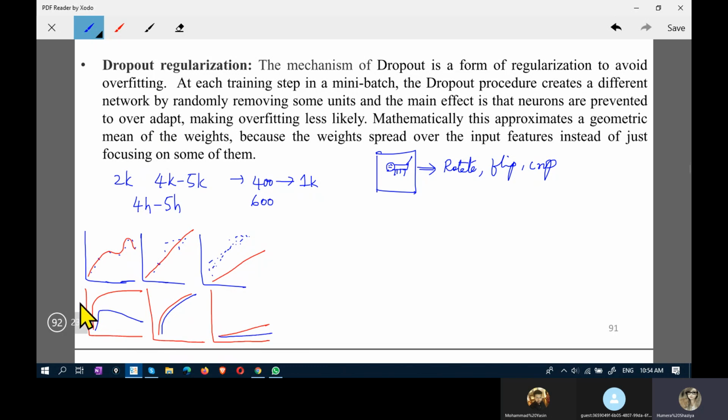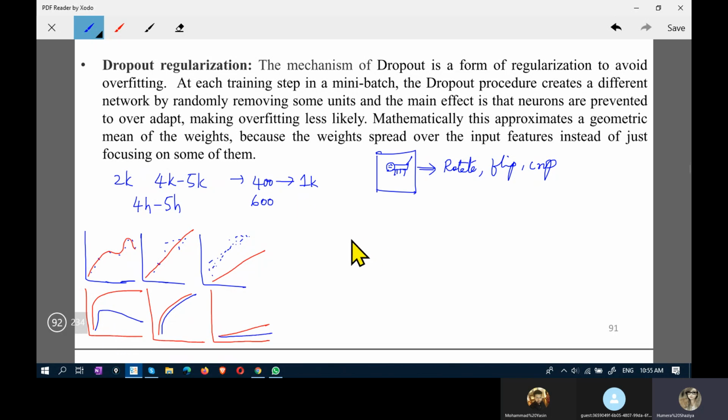If you plot accuracy on the y axis, and here you have x as the number of epochs, then as you keep training the model and increase the epoch, the accuracy will improve. Okay, so the dropout regularization, whenever this situation arises, this is known as overfitting.